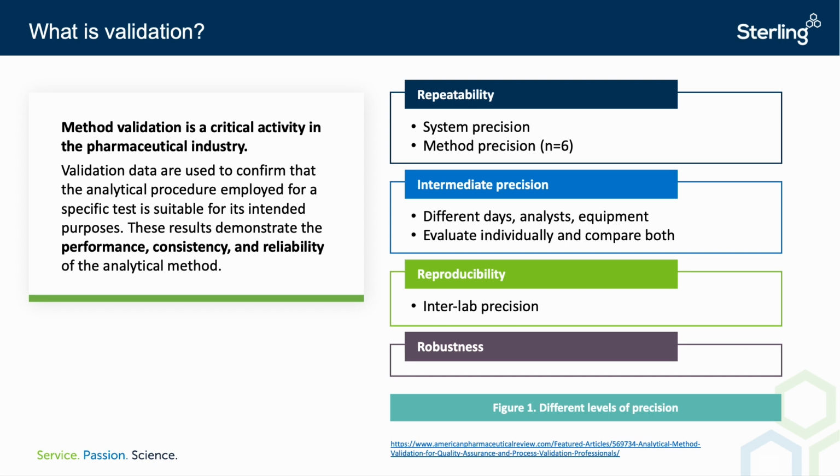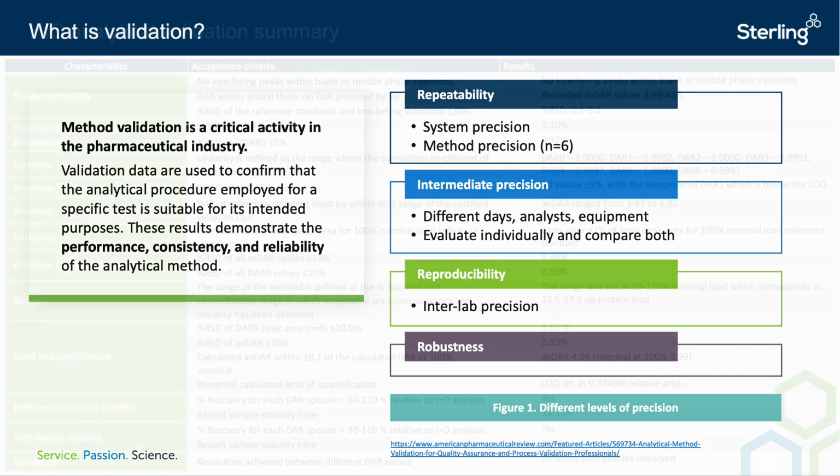The level of validation depends on what stage the project is at, phase 1, phase 2, or 3. But as a generalization, we consider the repeatability of the method, its precision, its reproducibility, and its robustness as the key parameters to be tested.